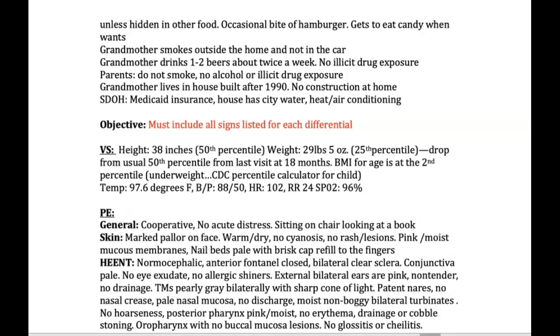Grandma smokes outside the home and not in the car. Grandmother drinks about 1 or 2 beers about twice a week. No illicit drug exposure. Parents don't smoke, and there's no alcohol or illicit drug exposure when he's with them. Grandmother lives in a house built after 1990. There's no construction at the home. And thinking about social determinants of health, he has Medicaid insurance. The house does have city water, heat, and air conditioning.